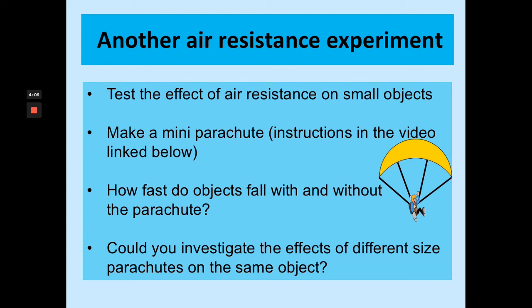So you could measure how fast an object falls without a parachute, and then you could attach it to your parachute and see the difference in how fast it falls. Or you could make parachutes of different sizes and test them with the same object. Now in the video, the one that I've linked, I'm pretty sure the man uses an egg. If you are planning to do an air resistance investigation using an egg, please check with an adult.